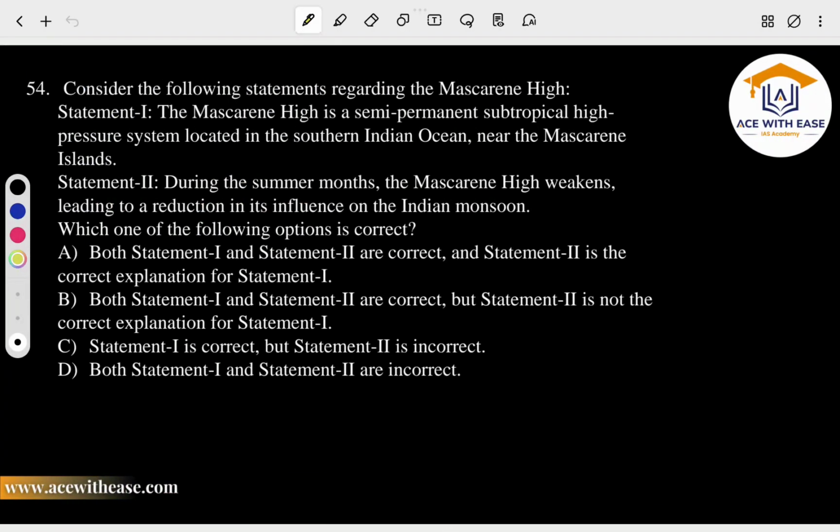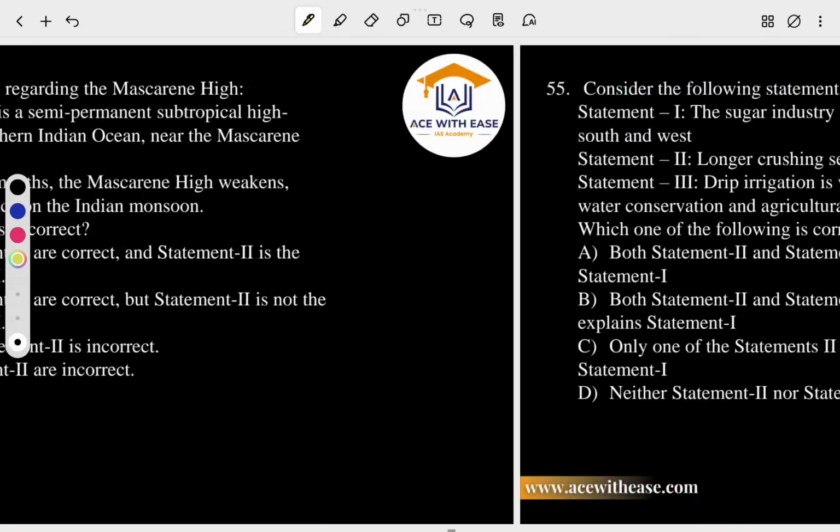54th one. Mascarene High is a semi-permanent subtropical high-pressure system located in the southern Indian Ocean near the Mascarene Islands. Even last time, once in prelims, they asked about the Mascarene Islands. For the second statement: during the summer months the Mascarene High weakens, leading to a reduction in its influence on the Indian monsoon. No, in summer months the Mascarene High actually becomes very strong. So statement 1 is correct and statement 2 is incorrect.